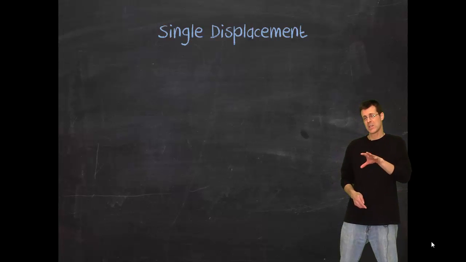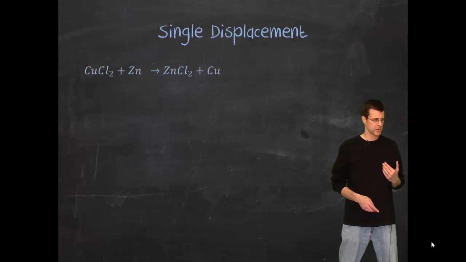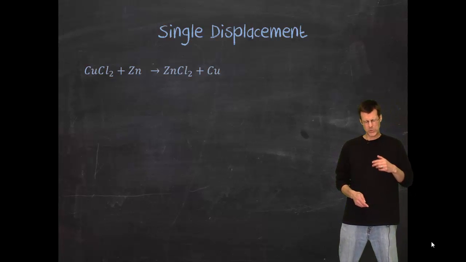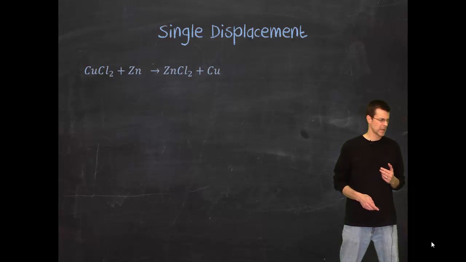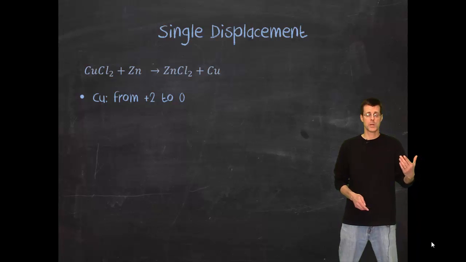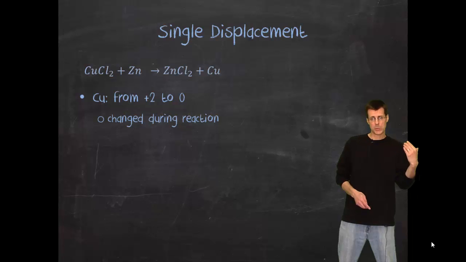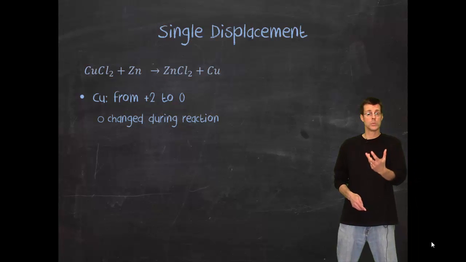Now, to take that same idea and the same steps that we went through and look at a single displacement reaction, now we have calcium chloride reacting with zinc. Sorry, not calcium chloride, copper 2 chloride reacting with zinc. If we look at the copper, it starts out in a compound and finishes up as a neutral atom. So it started out as a +2 ion, and it finishes the reaction in a neutral state. So it has changed from a +2 ion to a neutral. That's a new substance. That has new properties and it's changed.